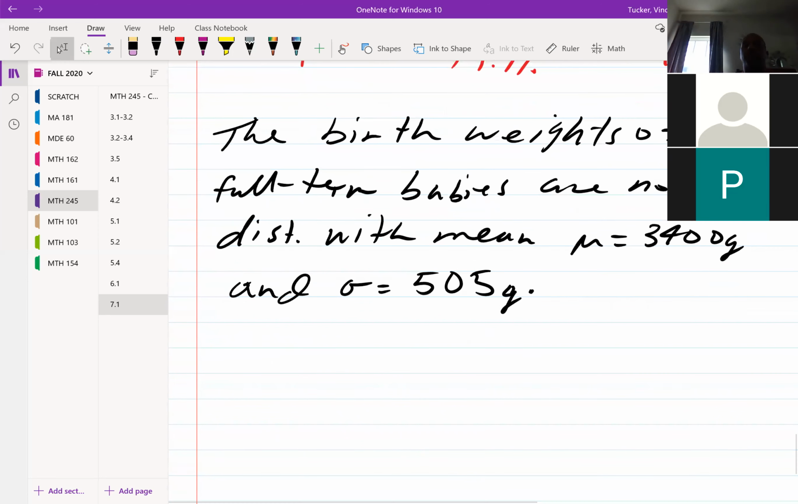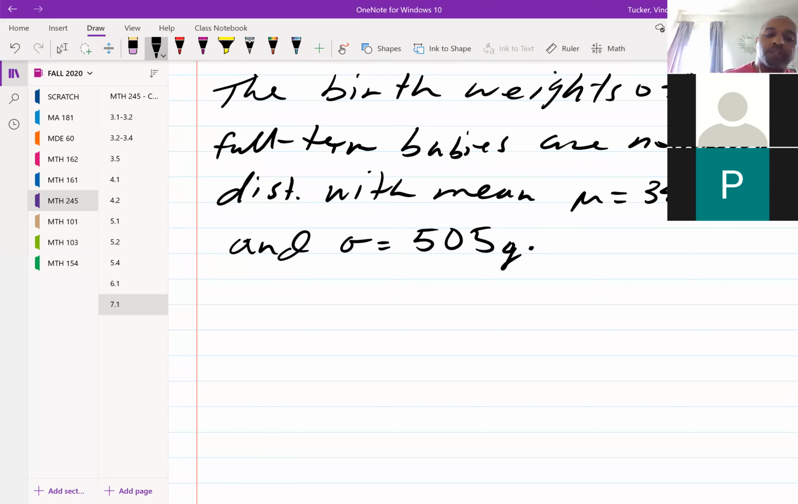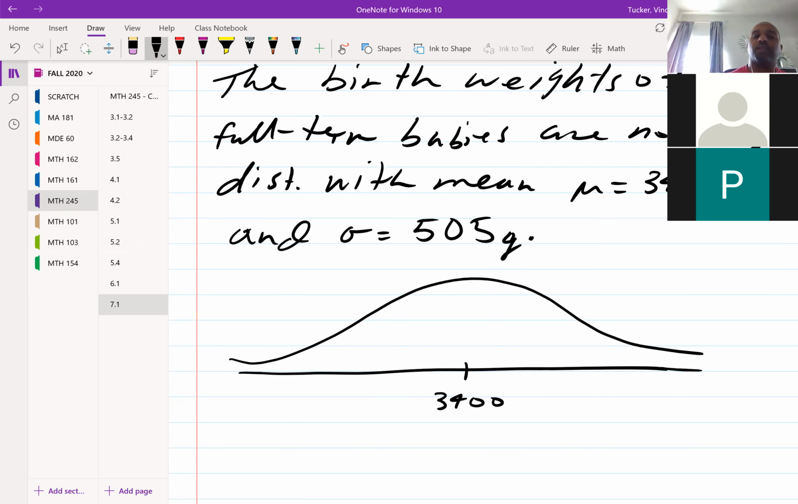So we have birth weights of full-term babies are normally distributed with mean 3,400 and standard deviation of 505. So before we look at any questions, let's just make sure we're okay with that empirical rule chart that I mentioned. So we know in the middle is going to be our 3,400. That's our mean.